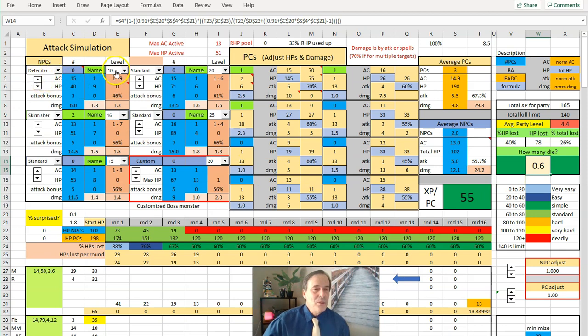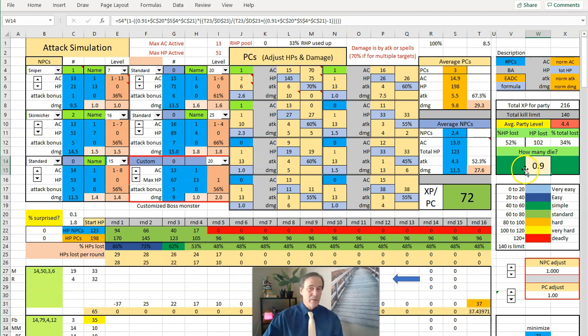So let's go ahead and throw in a level 7. We'll say a sniper. Throw in one of them. Now we're up to 72. It's possible, see over here how many would die? 0.9. So it's possible that one of the PCs could die in this encounter. And that's what it's basically saying. This 72 right here corresponds to this chart on the side. 60 to 70 is that color green, and it's a standard encounter.